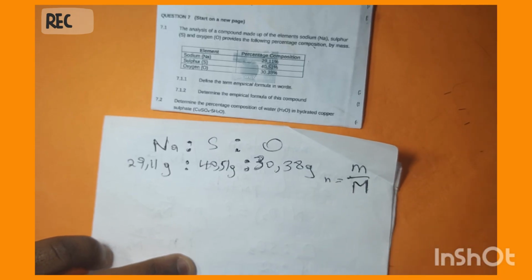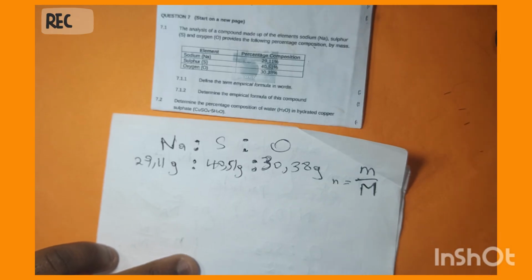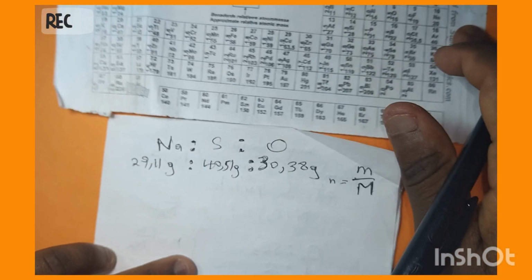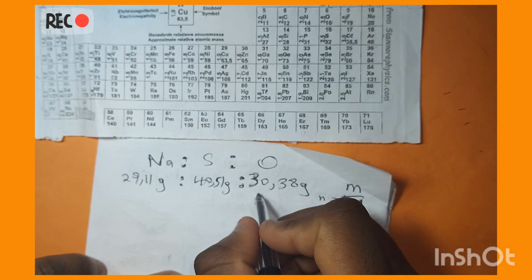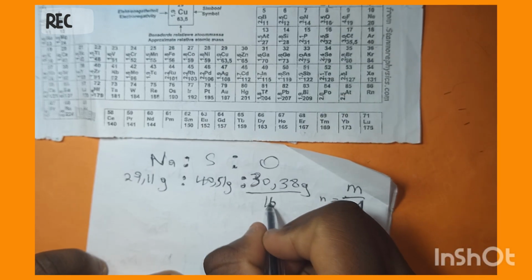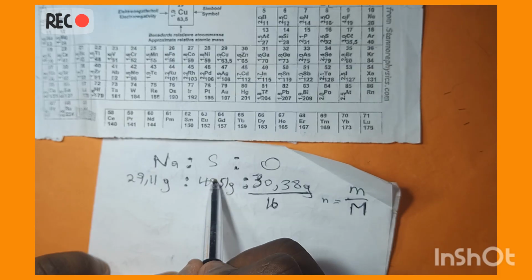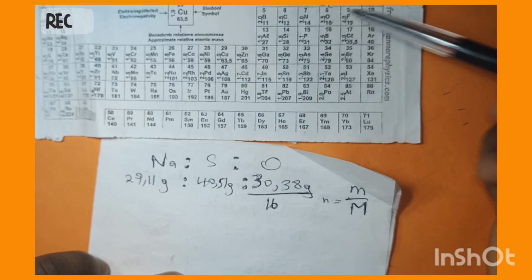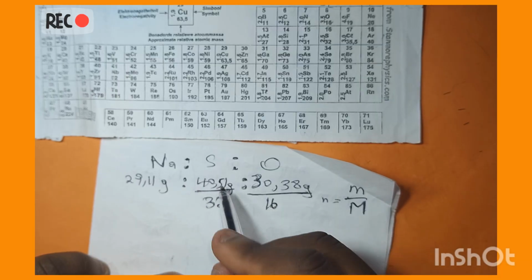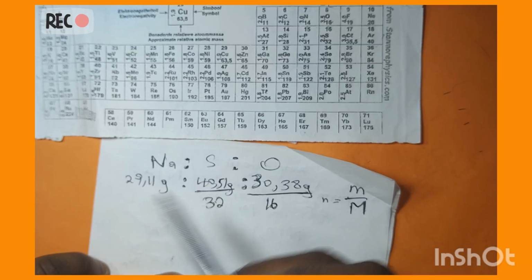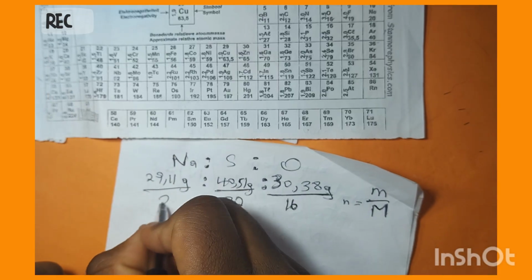Do you see? So let's go to our periodic table, by the way. This one is our periodic table. If we check the molar mass of oxygen, it's 16. You'll divide with that molar mass. Then the molar mass of sulfur, where is it? Sulfur, it's 32. Then for sodium, it's 23.